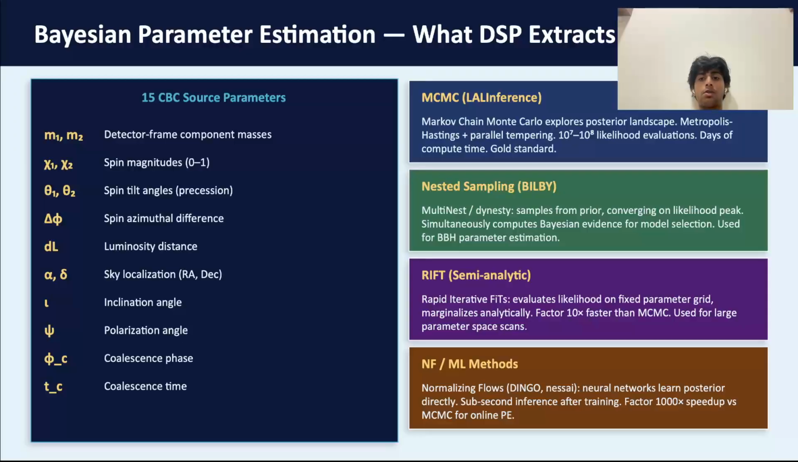MCMC is a random walk through 15-dimensional space, 10 to 100 million steps, spending time proportional to posterior probability, thorough but days on a cluster. Now, nested sampling in Bilby is more efficient and computes the Bayesian evidence for model comparison simultaneously. RIFT is basically a fixed likelihood grid, posteriors in hours. Normalizing flows are deep generative models, posteriors in seconds. What once took weeks now finishes before the telescope stops slewing.